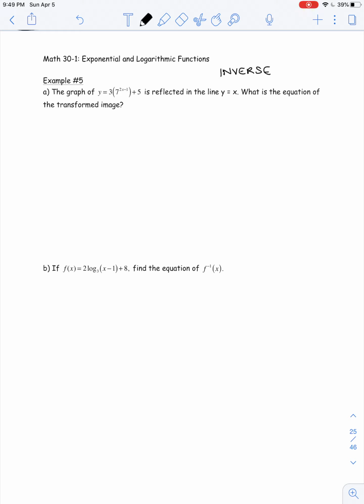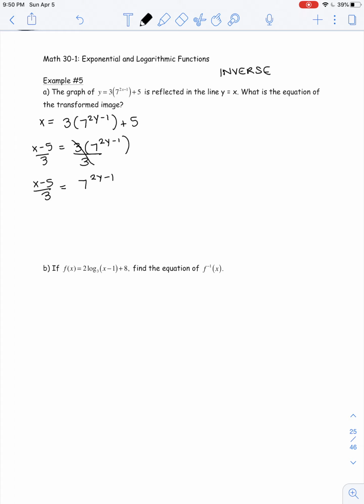So first of all, we're going to bring that 5 to the other side, but we're going to swap the x with the y. So that's step 1, swapping the x with the y. Then we're going to move that 5 over, so it's going to become x minus 5 equals 3, bracket 7 to y minus 1. Then we're going to divide both sides by 3. So that crosses off the 3's, and you're left with 7 to the power of 2y minus 1.